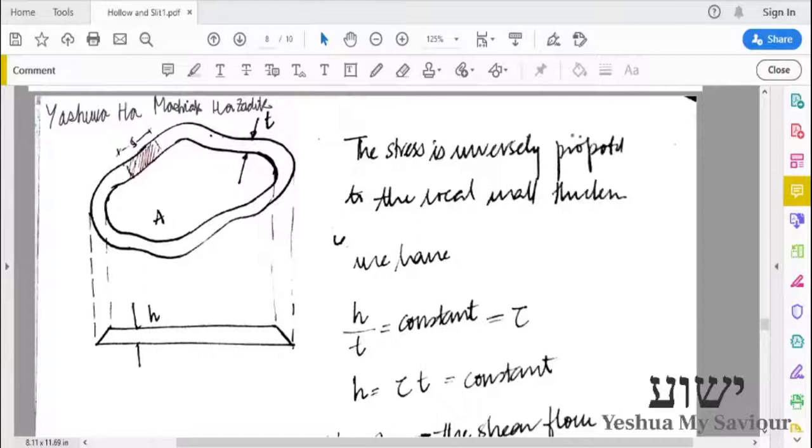Next, we'll be looking at stresses in a thin-walled hollow section. This follows the Prandtl membrane analogy. Suppose we have a thin-walled hollow section, and suppose that we pull a membrane over it. This is a hollow section. We pull a membrane over it, and we give it some pressure.